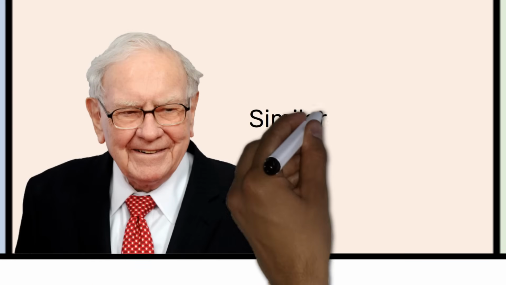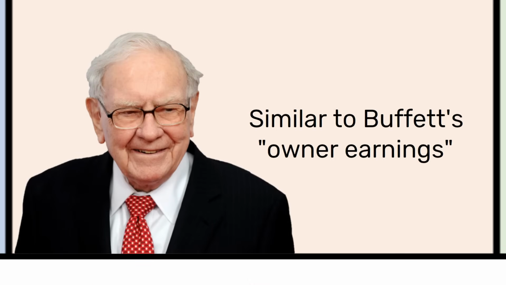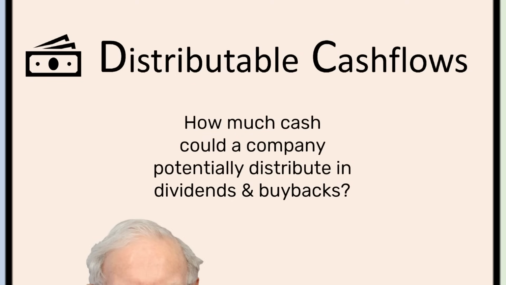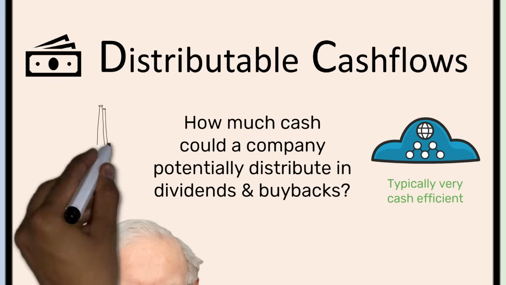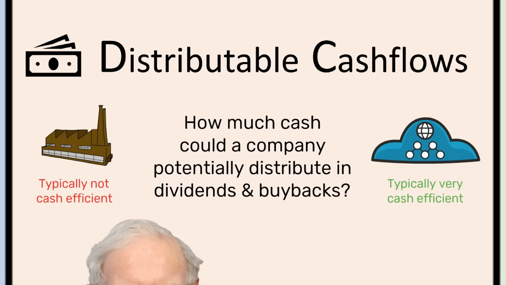The second part is distributable cash flows. It's quite similar to what Warren Buffett calls owner earnings. It's basically the surplus cash that a company creates that could potentially be distributed to us shareholders via dividends or share repurchases. The point is to account for the fact that some companies are very cash efficient, while others must reinvest all they have just to stay afloat.